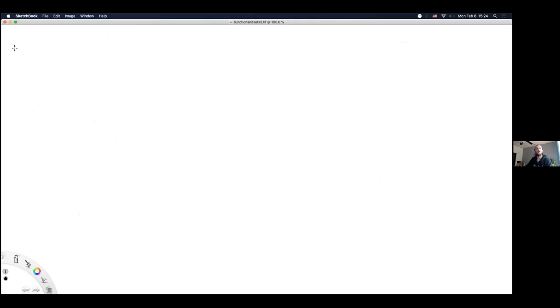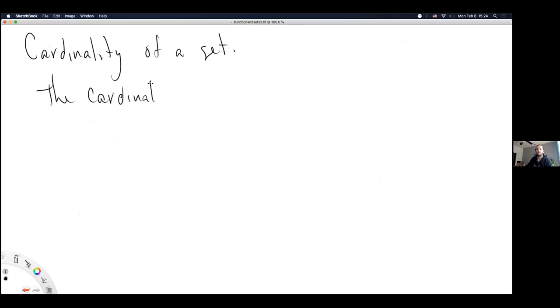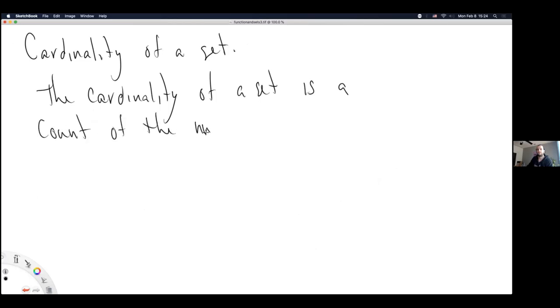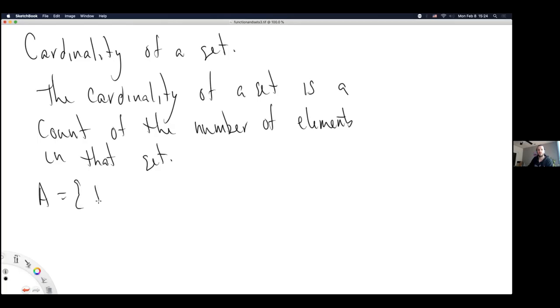Okay. So we're using the definition one-to-one in order to help us identify a definition for the size of a set. And the word we use for the size of a set is cardinality. So if we take the classic example of A, the set equal to the integers 1, 2, 3, then A has cardinality 3.